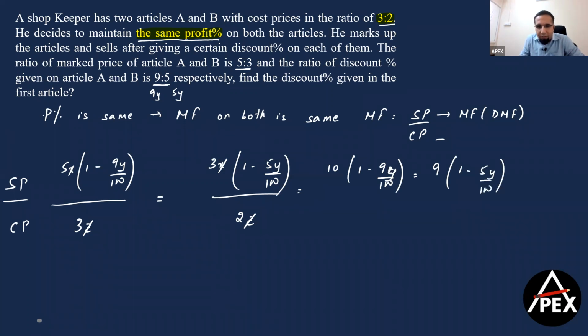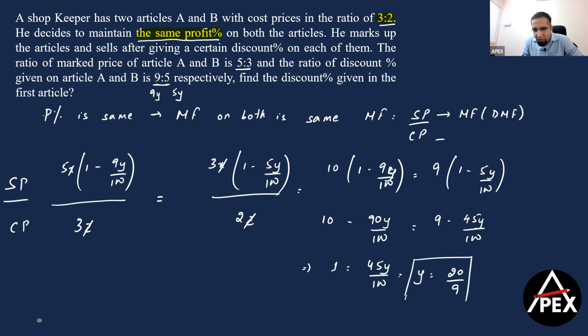Now let's keep it in simplified form. This is 10 minus 90y by 100 equal to 9 minus 45y by 100. So eventually what do we get here, guys? If I transpose, I get 1 equal to 45y by 100, or we get the value of y equal to 20 by 9.